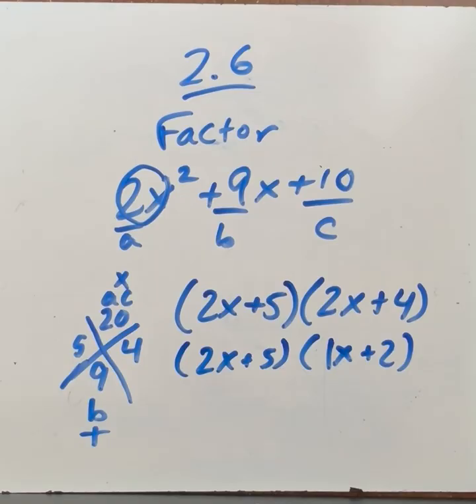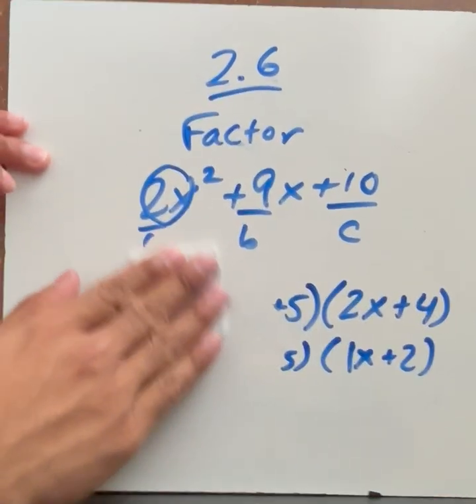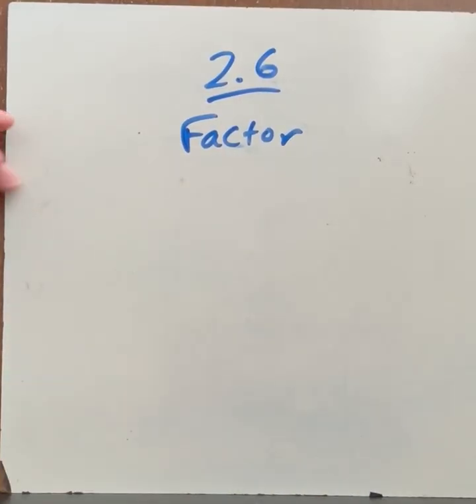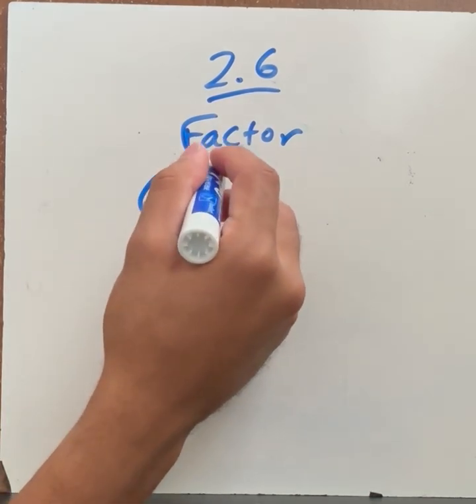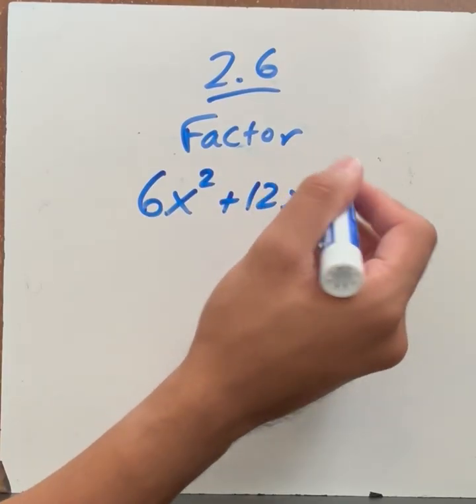All right, let's go and take a look at a similar question. Okay, let's take a look at a question that says 6x squared plus 12x plus 6.